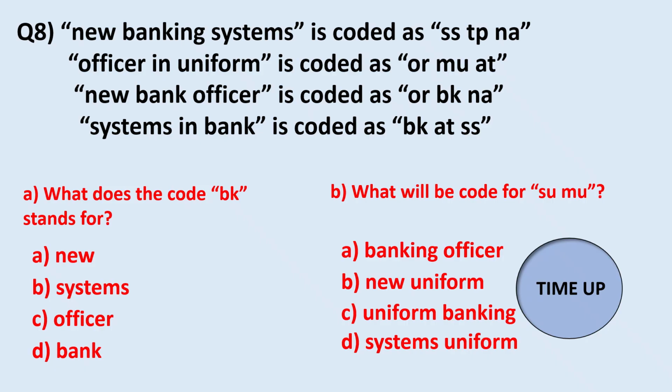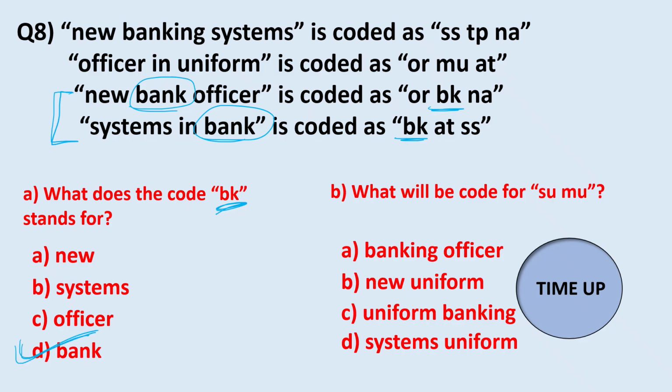So first one, BK, we want the code for BK. Now we have to see where is BK. BK is here, BK is here, correct? So there should be something common here and that is the code for BK. So what is common here? Bank is common if you see in both the statements. So the correct option, the code for BK will be bank.